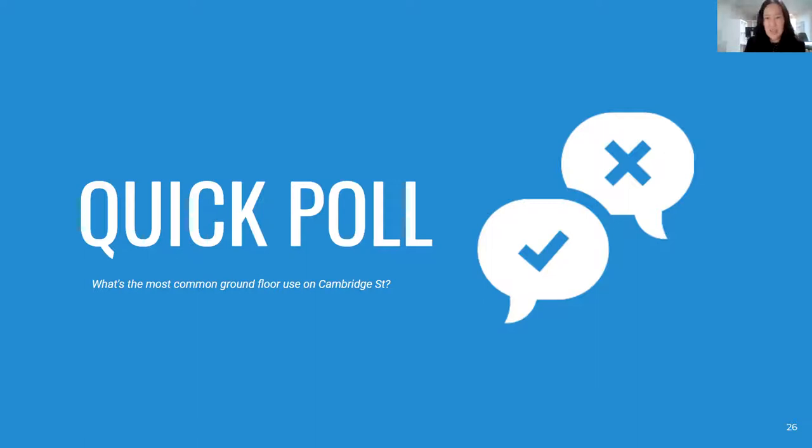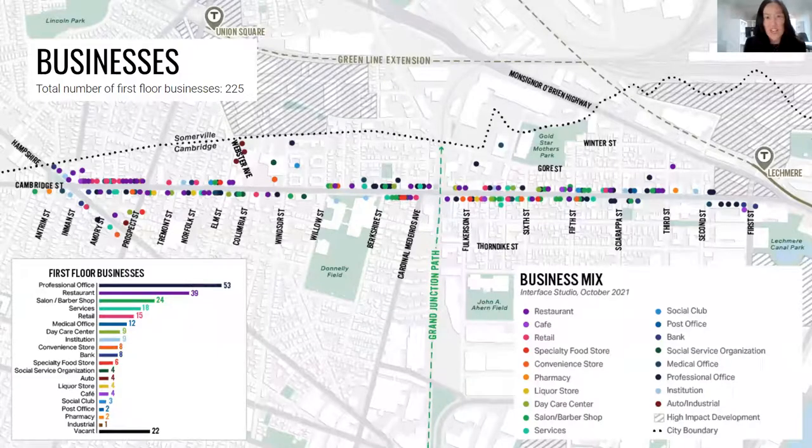Another second. So it looks like people are choosing restaurant as the number one use, retail's a close second there. All right, I think everyone's probably had a chance. Okay, so restaurant, retail, then office.